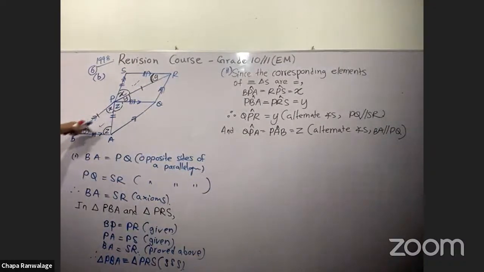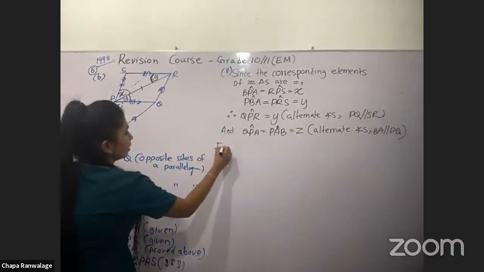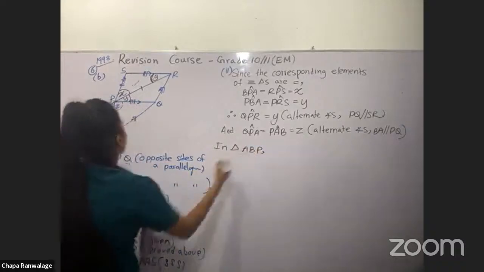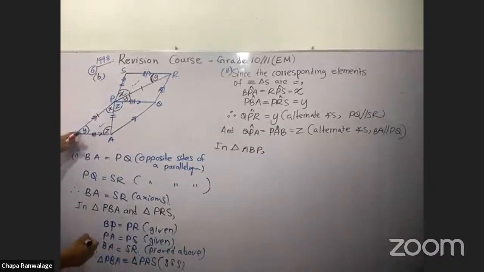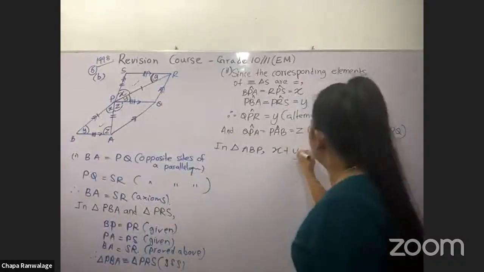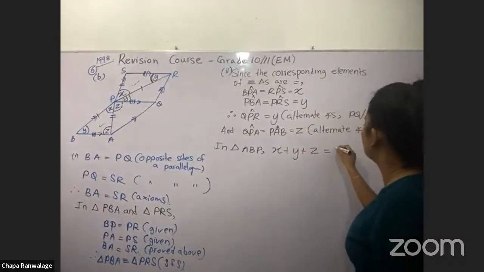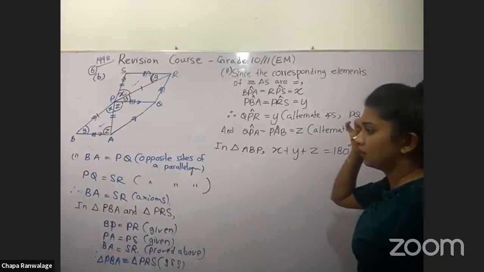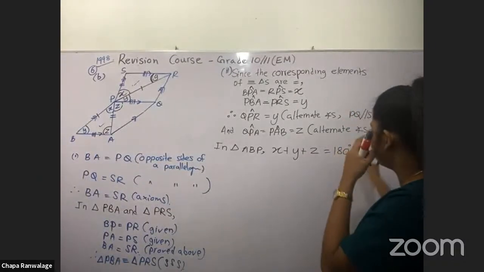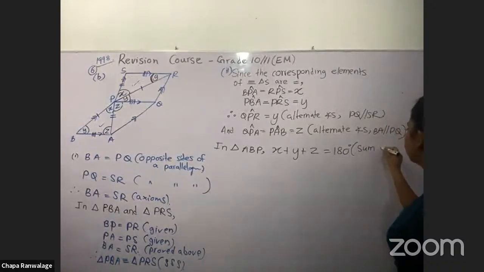By considering this triangle, in triangle ABP, you can say X plus Y plus Z equals 180, the sum of the interior angles of a triangle.